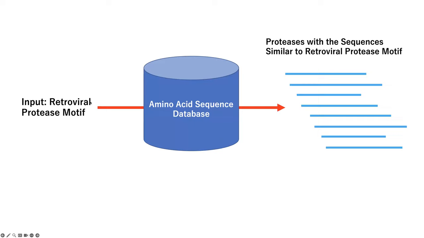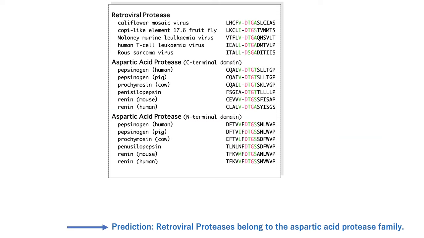So by using the consensus sequence, we tried to search for proteases with the same motif in the amino acid sequence databases. Then we detected, of course, the retrovirus proteases, but in addition, we detected aspartic acid proteases derived from mammals that also have the same motif. This invariant aspartic acid is used as a catalytic residue of the aspartic acid proteases.